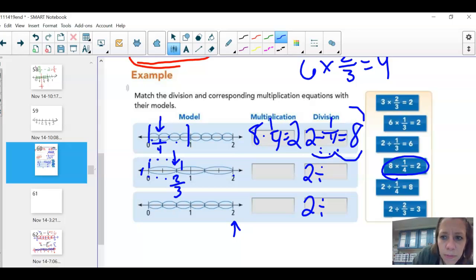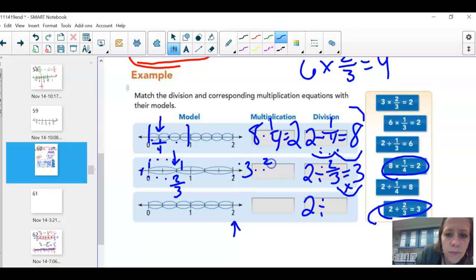Y entonces yo estoy pensando que es 2 entre 2 tercios y 1, 2, 3 círculos, y entonces yo tengo 3, esto. Y entonces yo voy a escribir mi problema de multiplicación. 3 por 2 tercios es igual a 2.